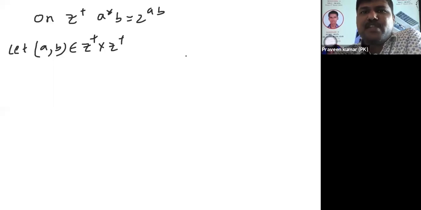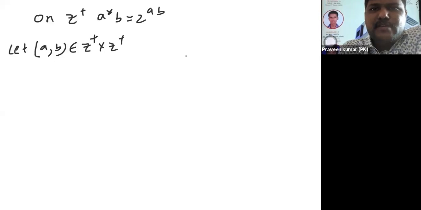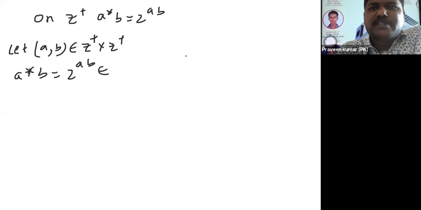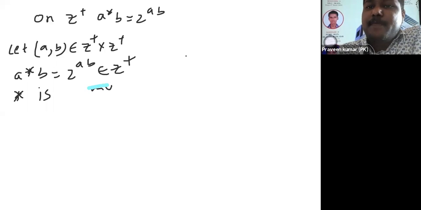On Z plus, A star B is equal to 2 power AB. First we need to prove it is a binary operation or not. Let A, B belong to Z plus cross Z plus. A star B is equal to 2 power AB. It belongs to Z plus. Therefore, star is a binary operation.